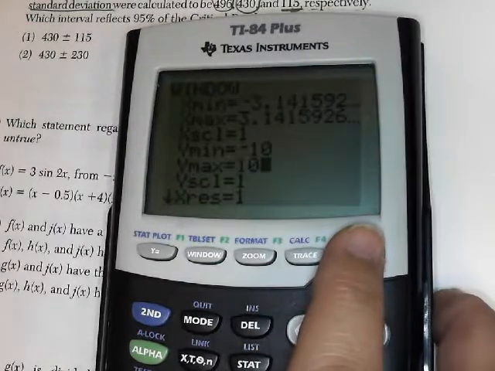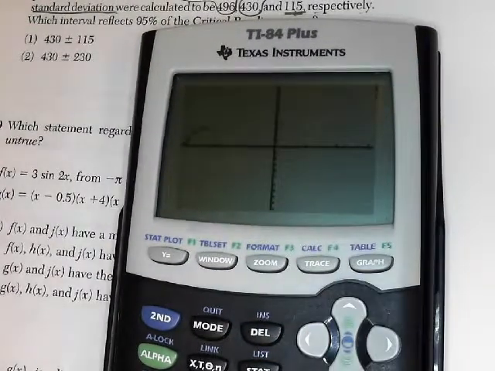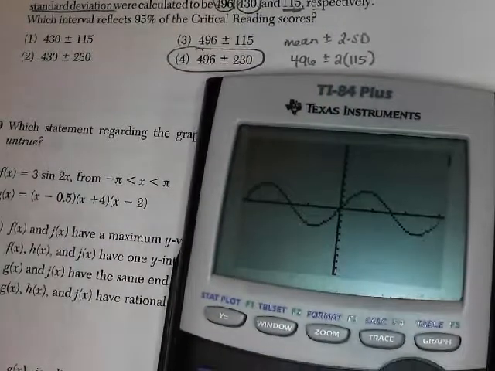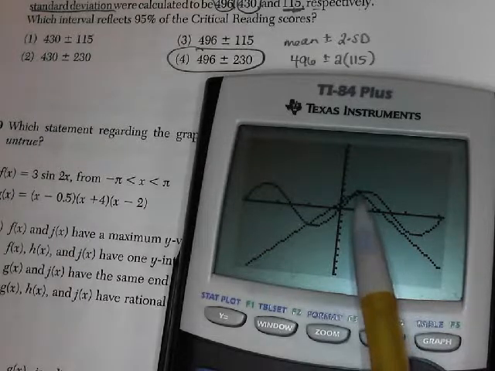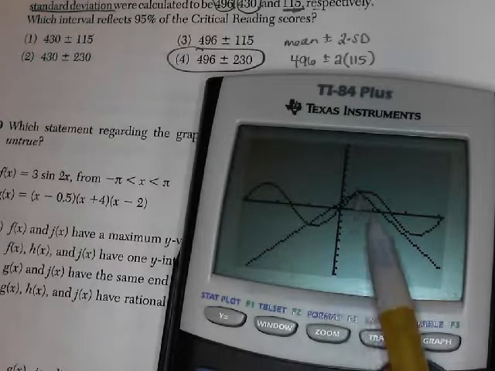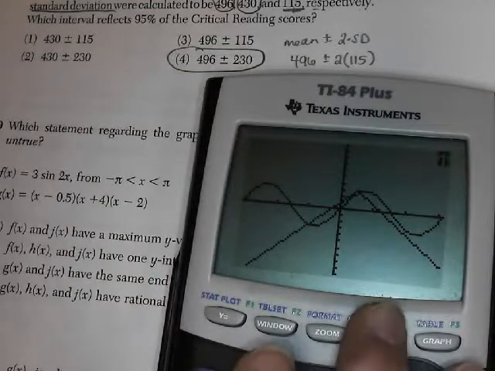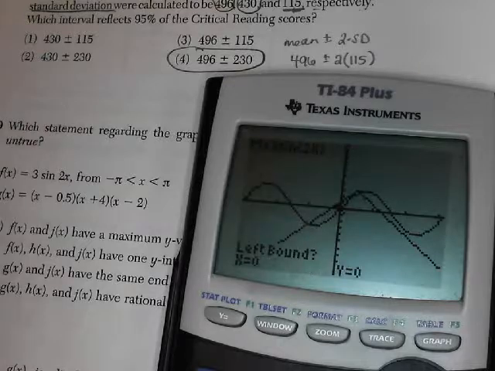So f of x is going to be our sine function. Does this have a maximum y value of 3? Okay, they do. Clearly, they both have the same maximum. So here's the absolute value's maximum, and here's the sine graph's maximum. So if I do second trace and I look for that maximum value, I'm on my sine curve right now.